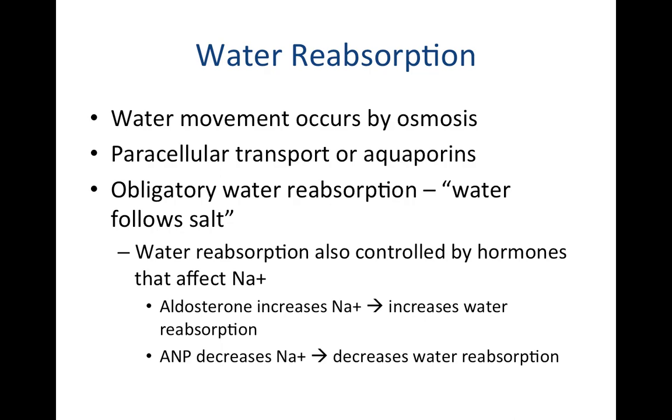So aldosterone increases how much sodium you reabsorb. You automatically are going to increase how much water you reabsorb. ANP, atrial natriuretic peptide, decreases how much sodium you reabsorb. And so therefore you're going to decrease how much water you reabsorb because you'll have a smaller amount of water following that smaller amount of salt.